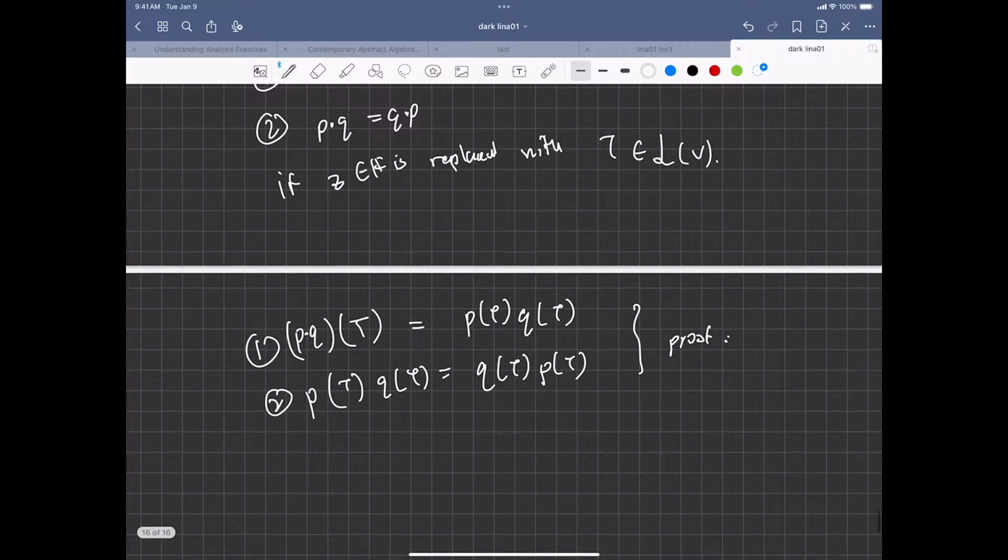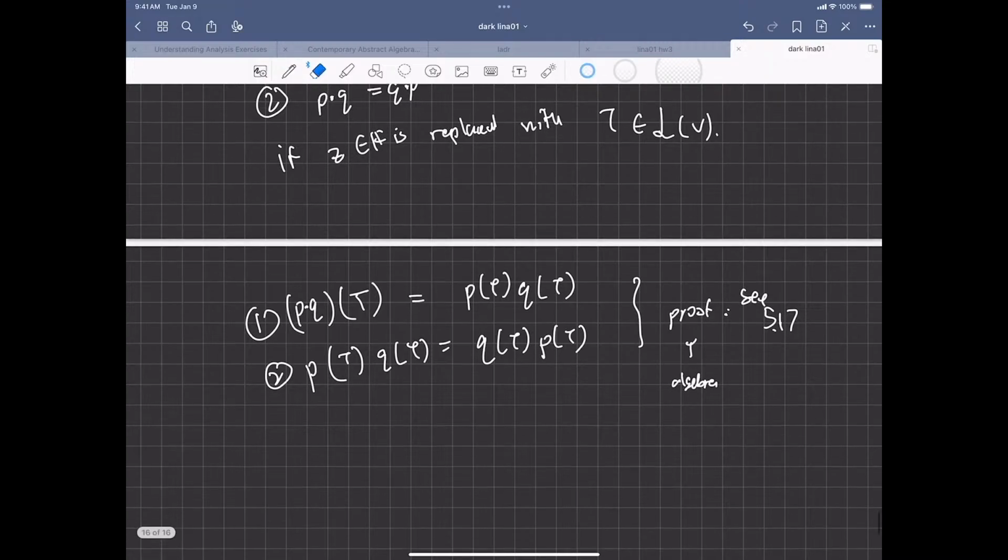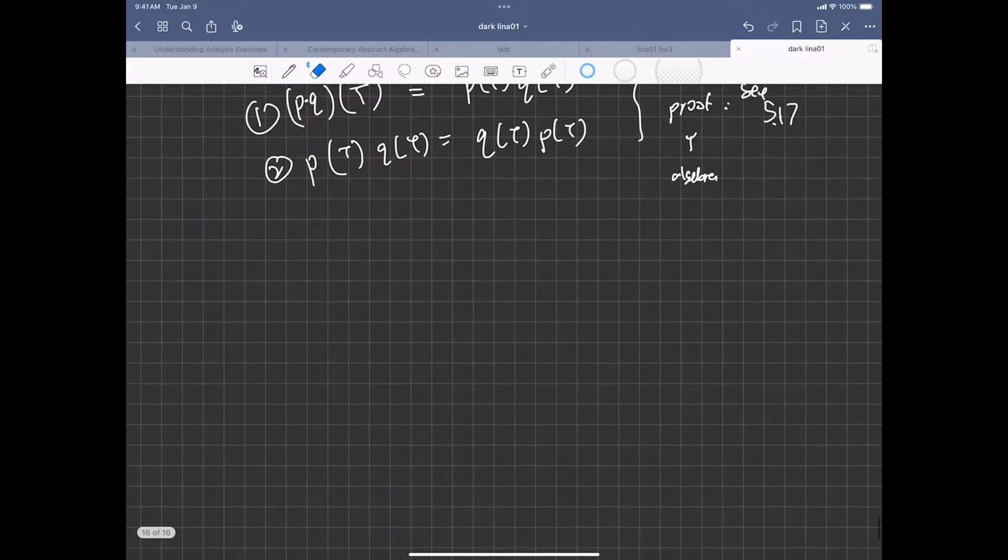The proof is kind of easy, we can just see 5.17. Again, this proof is not very insightful. It's mostly just algebra, and so we don't bother doing it. So this means that basically, if we apply polynomials to linear operators, we can treat them the same as if we're doing polynomials on regular field elements.